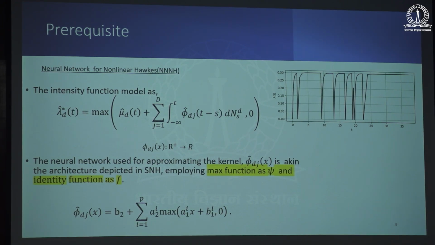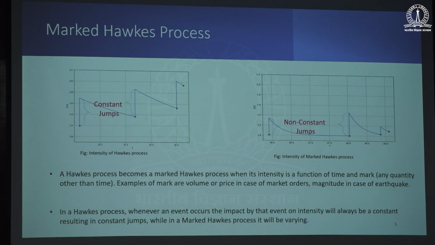So next we go to the real problem, the marked Hawkes process. What is a marked Hawkes process? As Professor Srikanth has said, when an event happens in a Hawkes process, there is a constant unit jump. That's a normal Hawkes process. But in a marked Hawkes process, it won't be a unit jump. It will be a varying jump. Every time an event happens, there can be a small jump, there can be a big jump, or there can be a very, very large jump. It can be random. That's what is known as a marked Hawkes process.